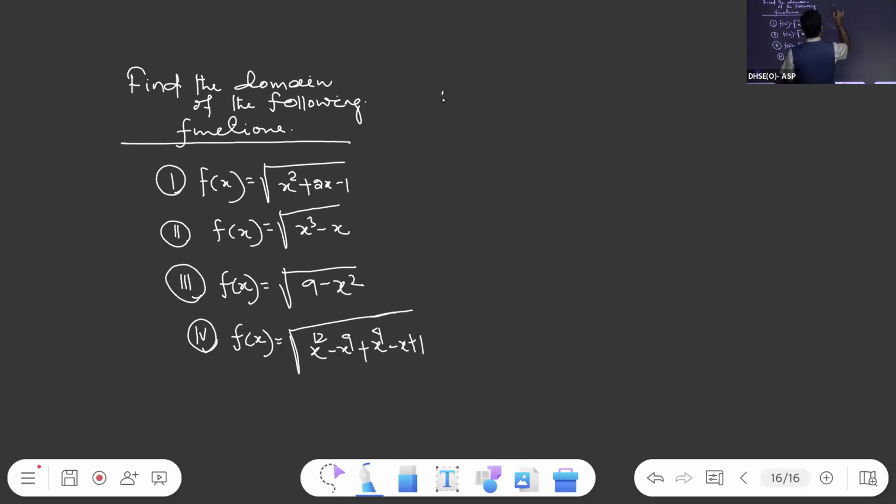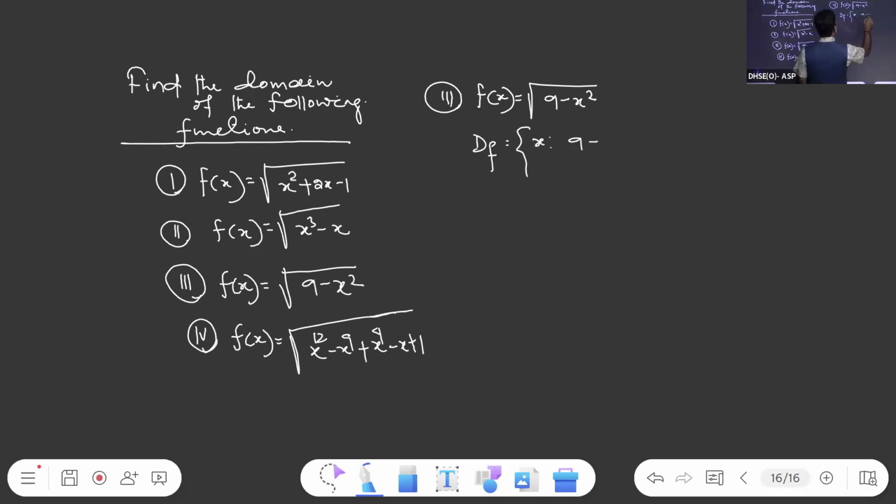f of x is equal to under root 9 minus x square. The domain of the function is equal to the set of all x such that 9 minus x square is greater or equal to 0. Okay. 9 minus x square greater or equal to 0 implies x square minus 9 less or equal to 0. This implies x plus 3 into x minus 3 less or equal to 0.